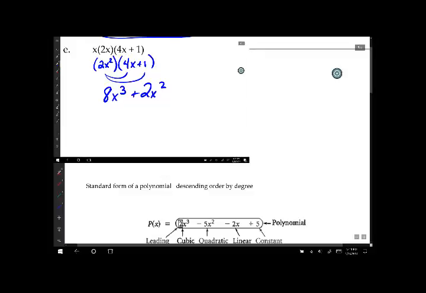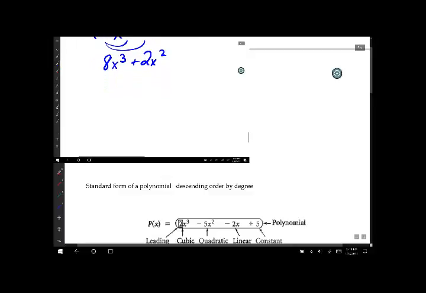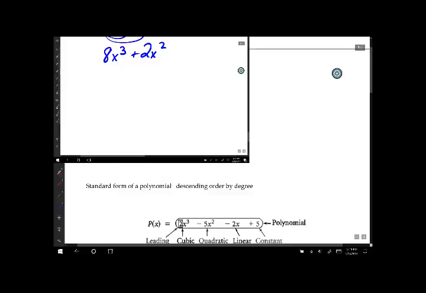If you had to describe standard form, what would you describe? What does it have to look like? Does the 8 have to come before the 2? No. What has to come before what? The cube has to come before the squared. Okay. All right, so I would agree with that. What is the degree of this sucker? Cubic. And what is the polynomial? Binomial.